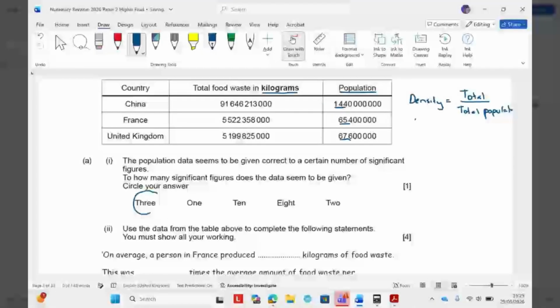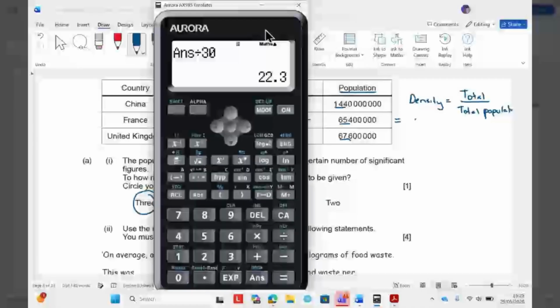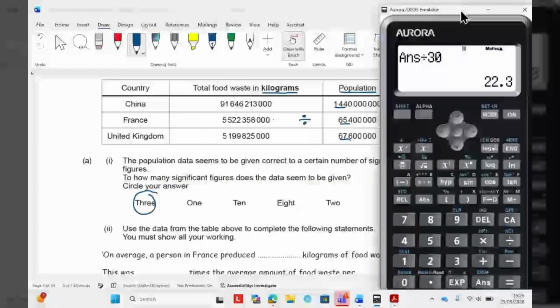Okay, use the data from the table to complete the following statements. On average, a person in France produced blah, blah, blah kilograms of food waste. So in other words, how much food waste per person? So in France, we're going to divide the total by the number of people to get the waste per person. Let's drag this over and see, yeah, it's just about out of the way, isn't it?